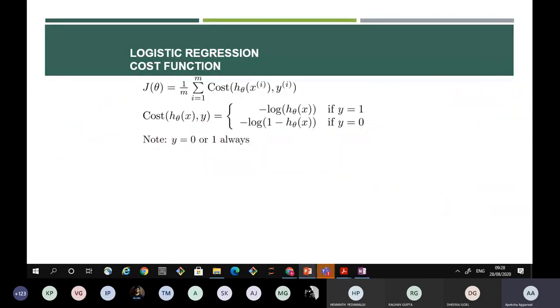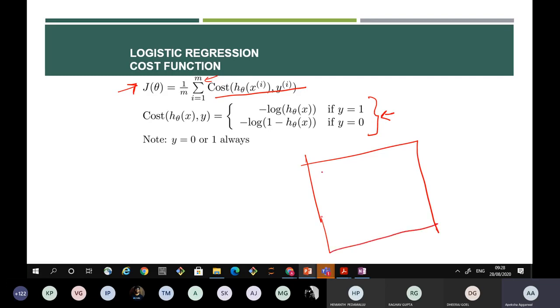Okay. So now we know that J theta is 1 upon m, sigma i equals 1 to m, where m is the number of training samples, of Cost(h theta(x^i), y^i). This is the cost, which we have defined as the logistic regression cost. Now there is one more question. Suppose I have this data set: x1, x2, x3 and y. How many parameters are there in this model?